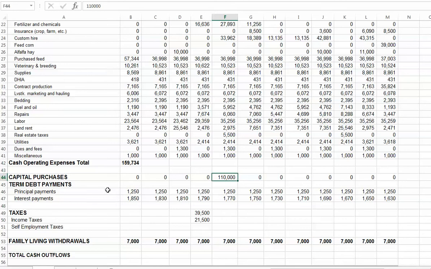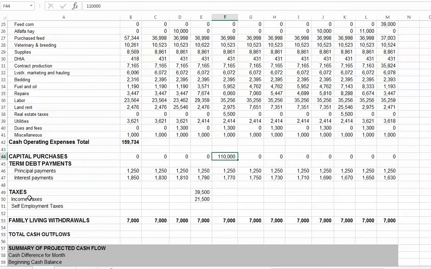Okay? The next category of cash outflows is a projected amount of income tax and Social Security and Medicare. So these two numbers, those are too high. Let me fix those. Get those in the right spot there. Okay? So now this is an estimate of income taxes and an estimate of self-employment, Social Security, Medicare taxes. If the farm was going to pay those quarterly, then we would put those in 4 different slots for quarterly payments.